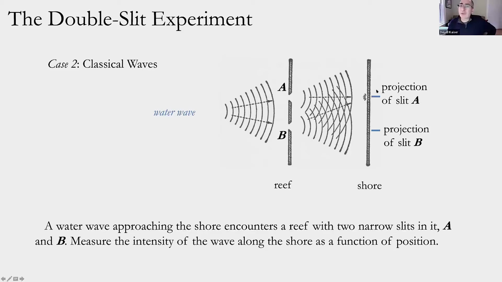So what's the pattern of waves that we find on the shoreline, and how does the intensity of that wave vary as we march along in location? And again, we'll project the positions of slits A and B on the shore and ask about the varying intensity of the resulting wave as a function of distance or location.